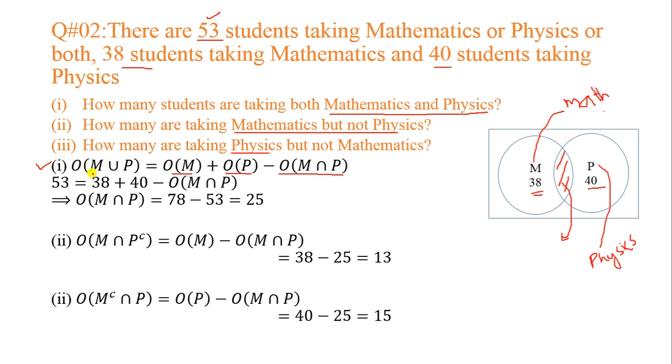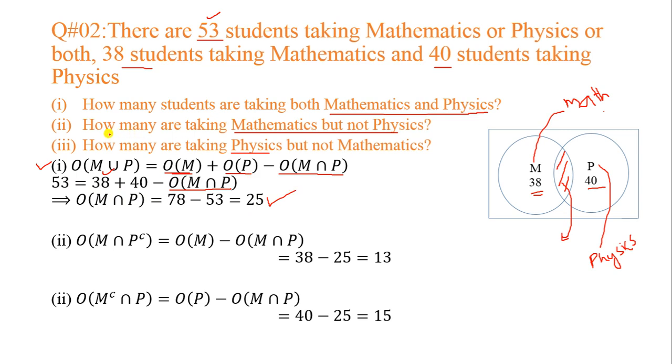So the number of elements in the union of M and P is 53, and we are told that 38 students are taking maths, and 40 students are taking physics. So we have to find how many students are taking both maths and physics. According to this calculation, we got that there are 25 students who are taking both maths and physics.